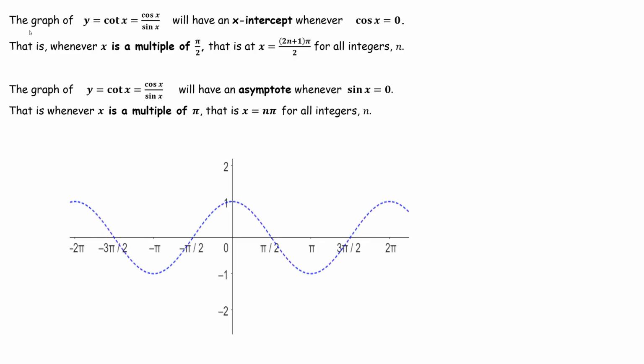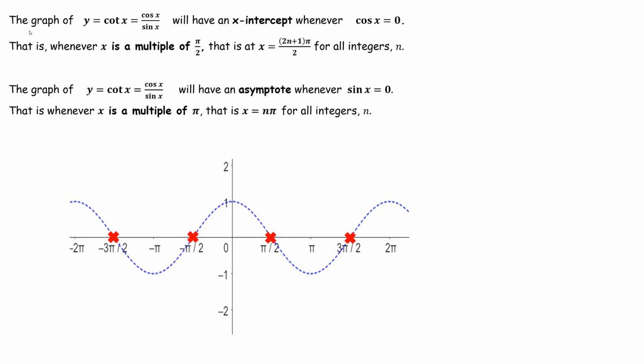And so here you can see that cosine, wherever it's pi over 2 or 3 pi over 2 or negative 3 pi over 2 or whatever, an odd multiple of pi over 2, that's when it hits the x-axis. And so that's when cotangent is going to be 0. So it will cross the x-axis at those points.